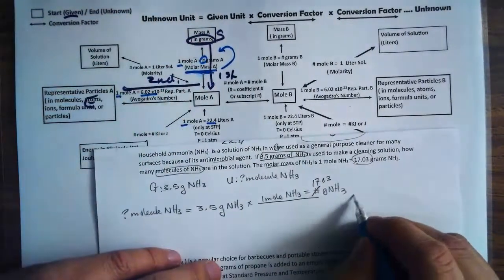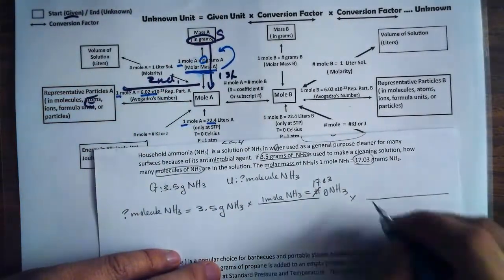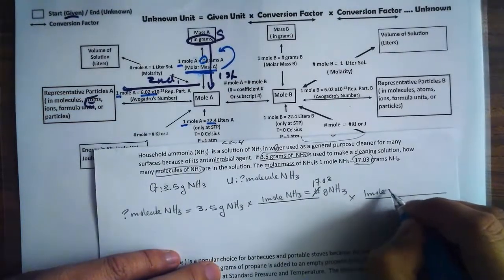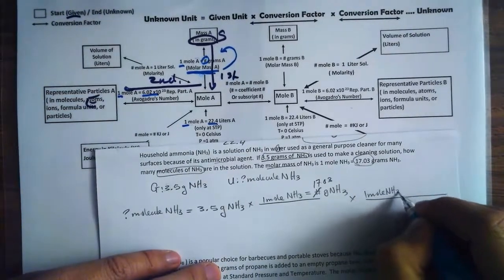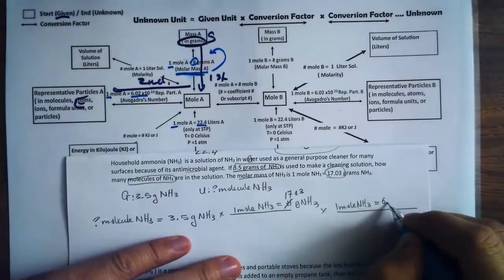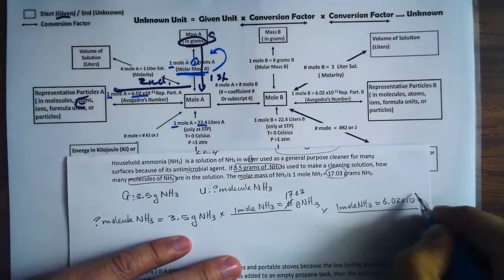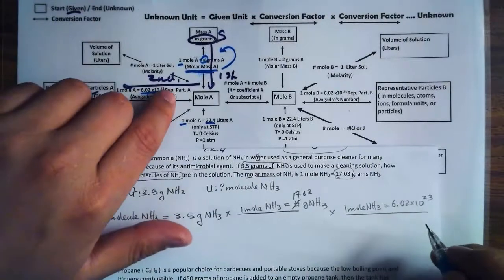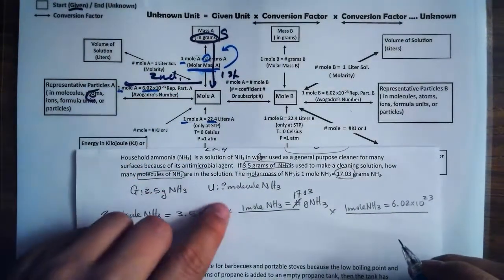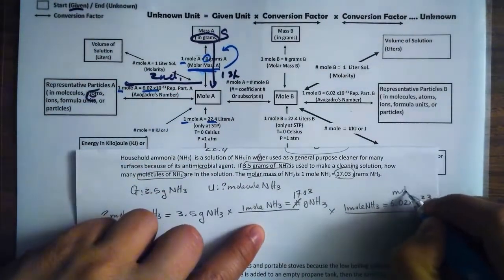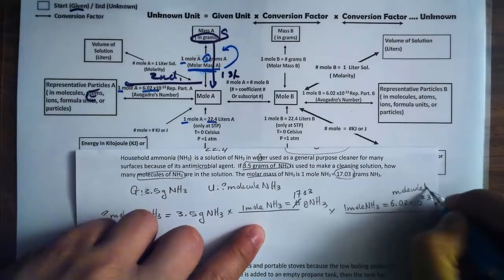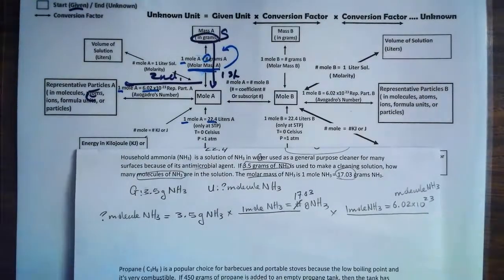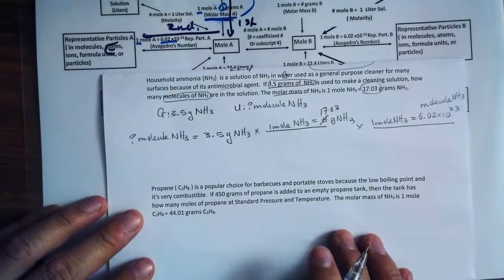Let's go on to the next one. Times the next conversion factor, which is 1 mole of NH3 equal to 6.02 times 10 to the 23rd representative particles. We know exactly what they are: molecules of NH3. And we are done with that conversion factor.